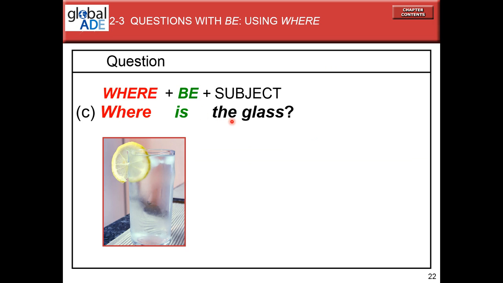Where is the glass? Where, the question word where, then is is the to be, and the glass is the subject.